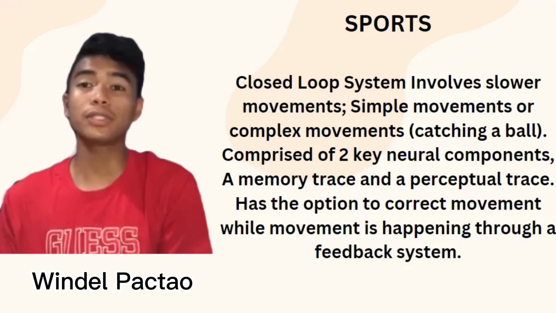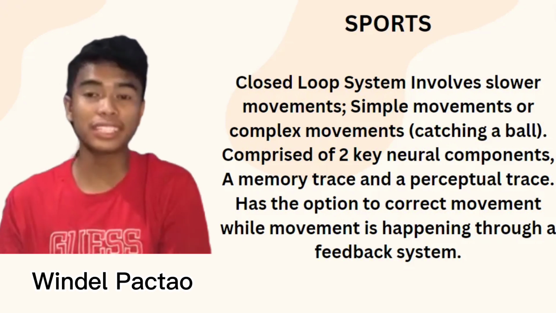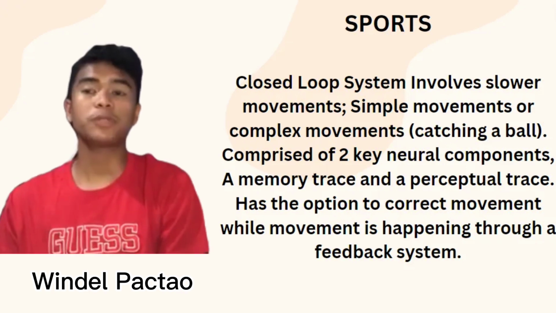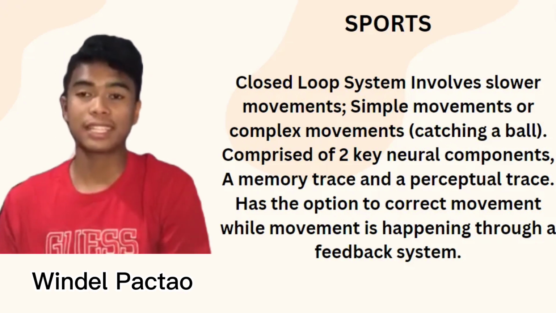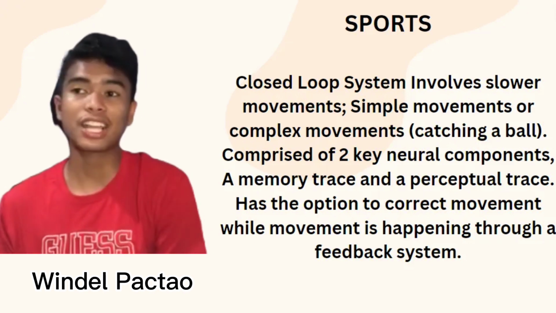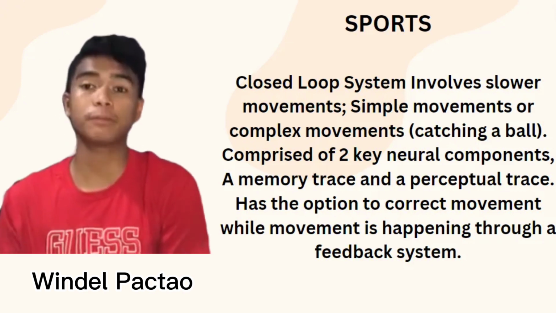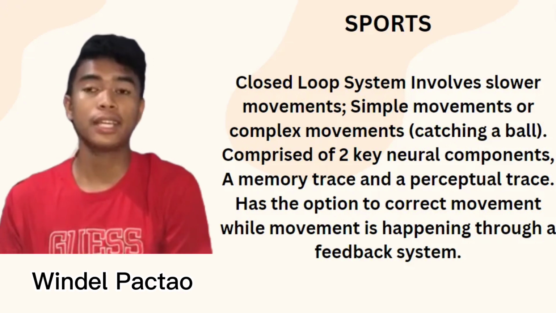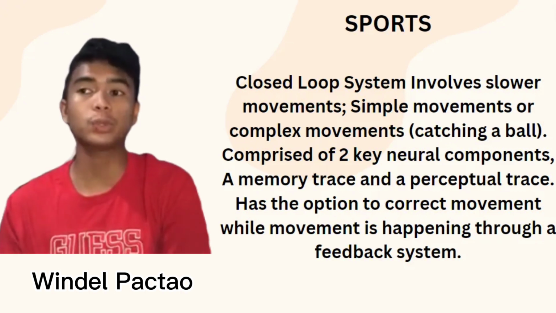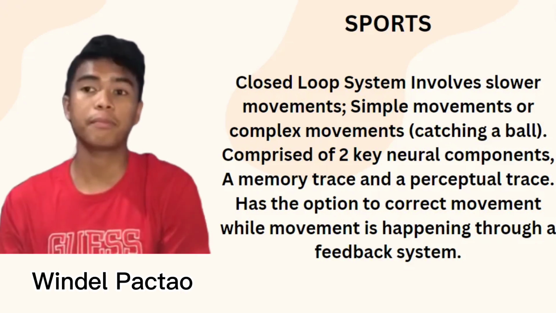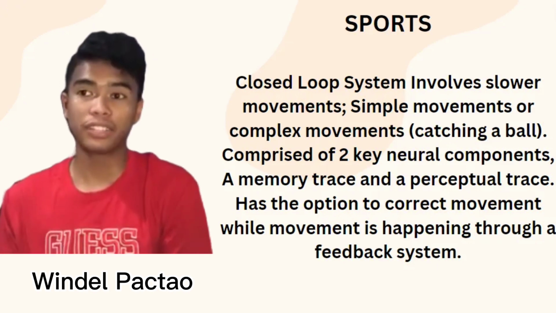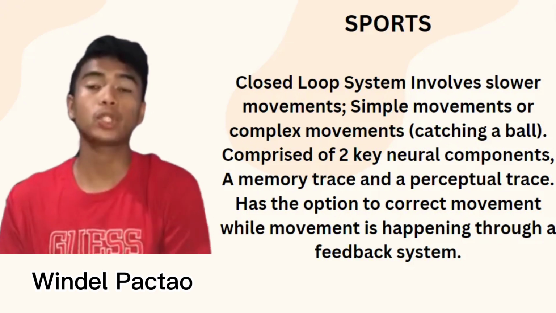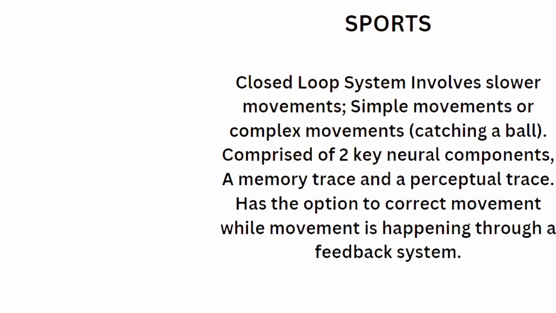Let's see how the closed loop control system is applied in sports, dance, and exercise. The first one is sports. The closed loop system involves slower movements. It includes simple movements such as drawing a straight line or complex movements such as catching a ball. The closed loop control system in sport is comprised of two key components: a memory trace or perceptual trace, and the option to correct movement while the movement is happening through a feedback system.